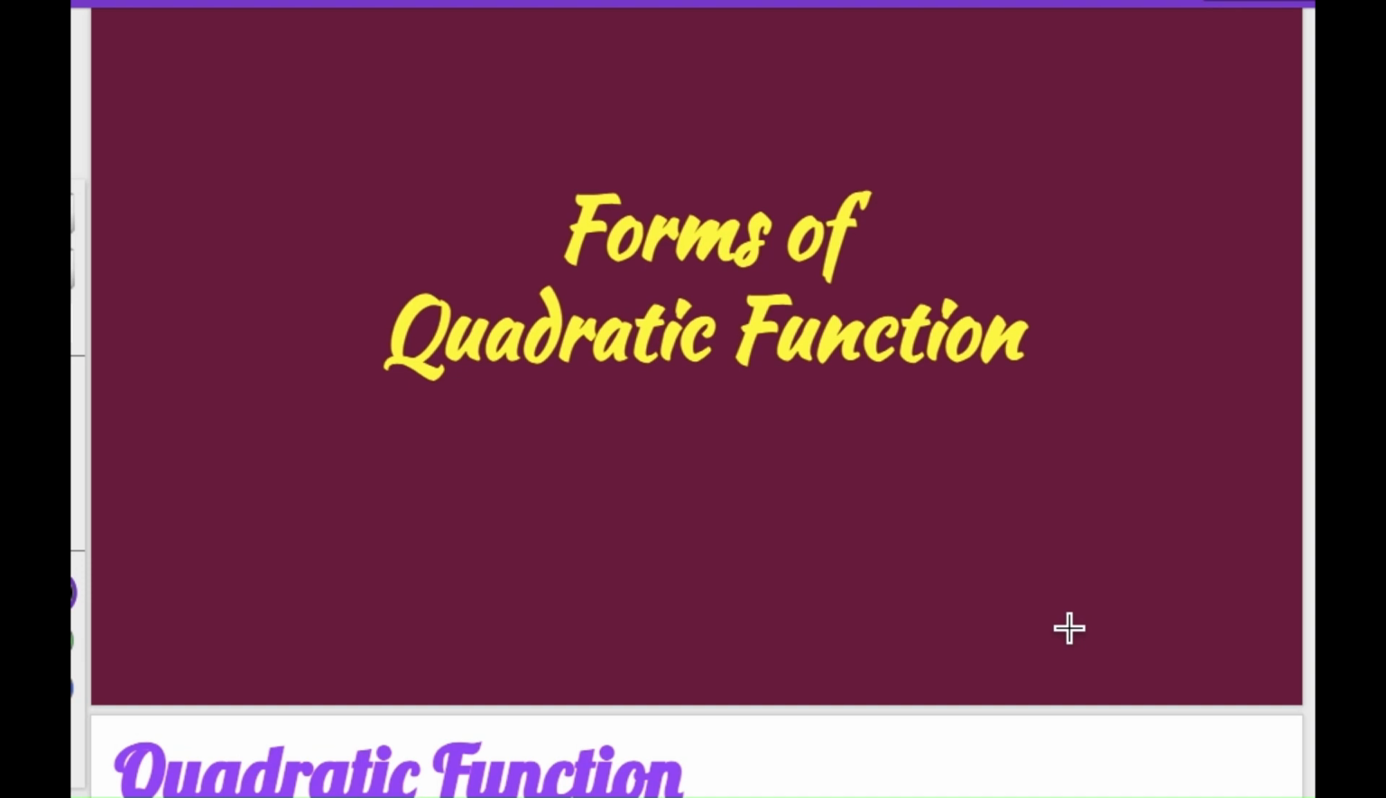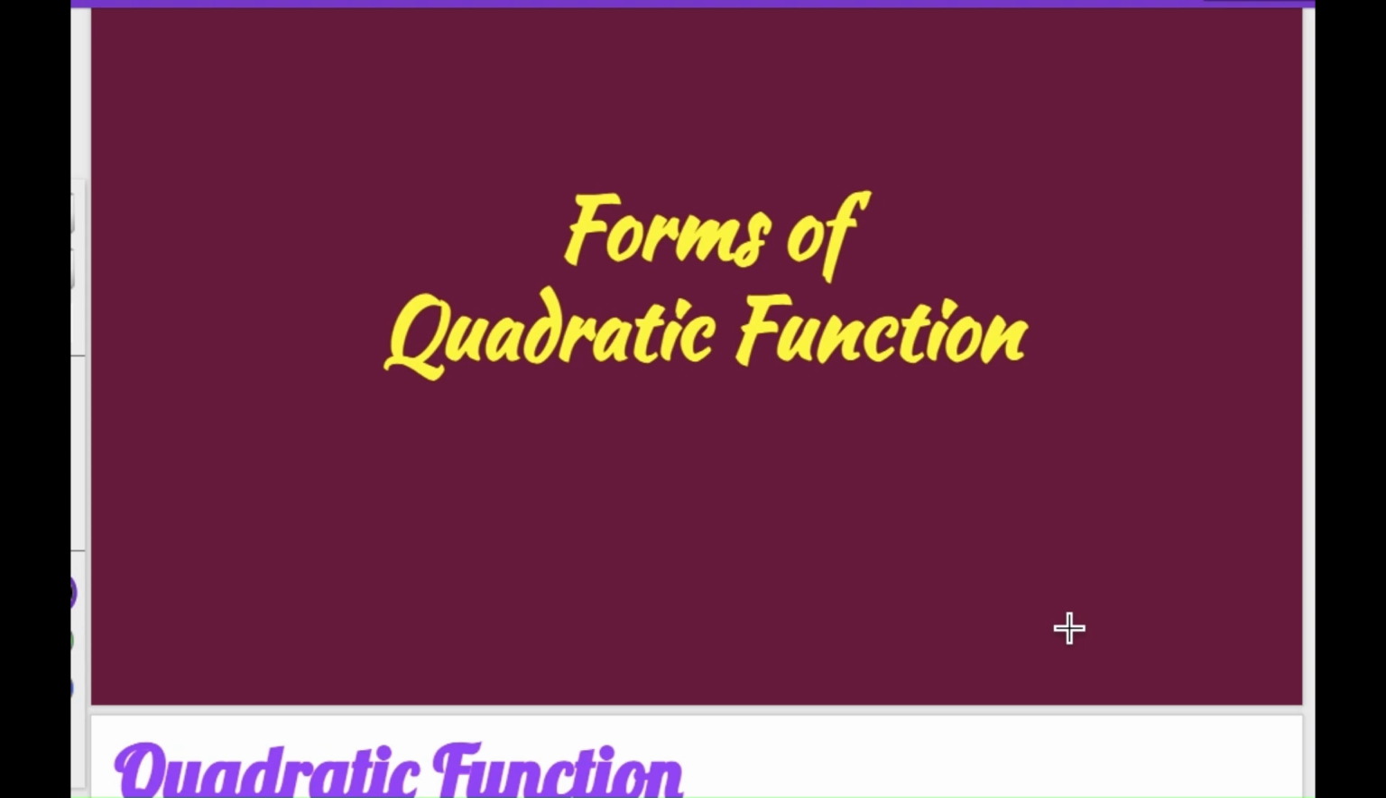In this video, we are going to discuss different forms of quadratic functions. We said in the previous lesson that we have different ways to represent a function. We can graph a function, we can also create a table for the function, and we can also write down the equation for the function.